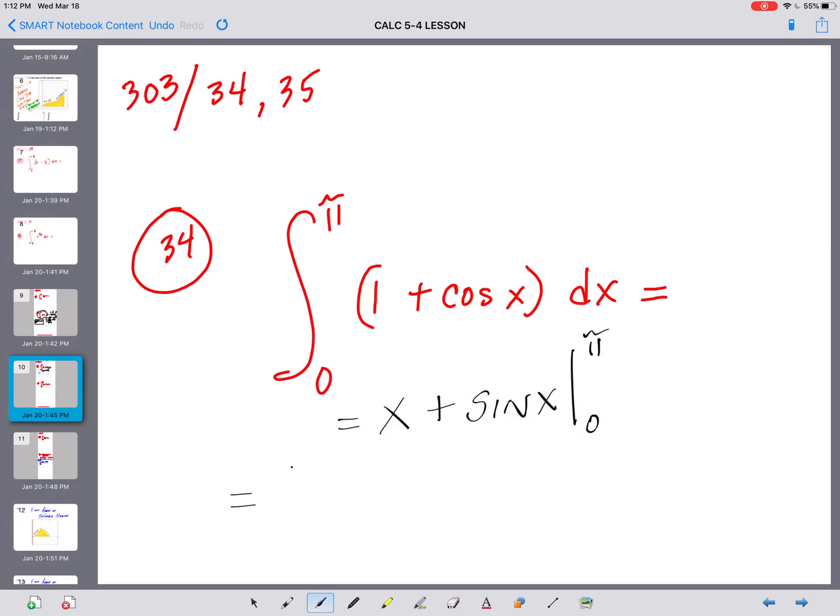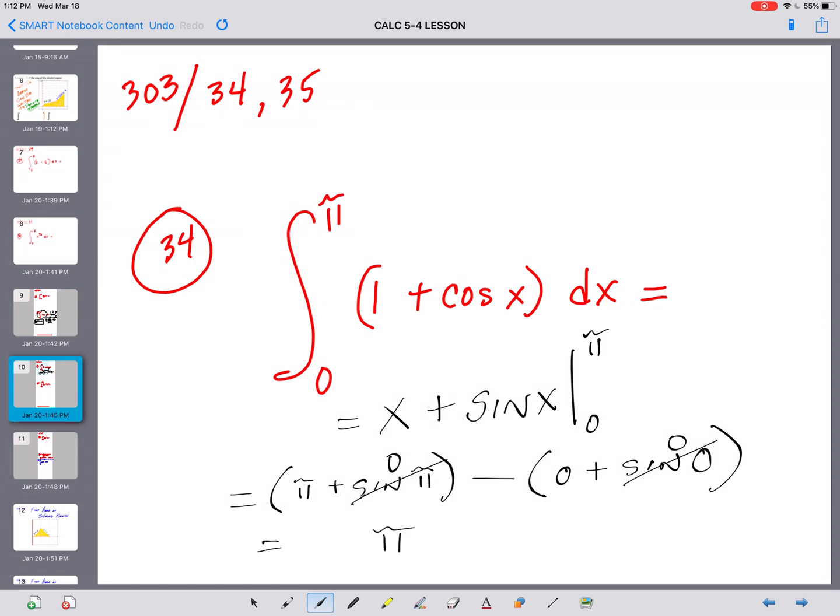We put the straight evaluation bar, 0 to pi, and start evaluating. Here we go. We've got parenthesis. We've got pi plus sine of pi minus 0 plus sine of 0. Well, sine of pi, sine of 180, that's opposite over hypotenuse. That's nothing. That's 0. Sine of 0 is also 0. So all we have here is pi minus 0. It is pi, which of course is about 3.14.